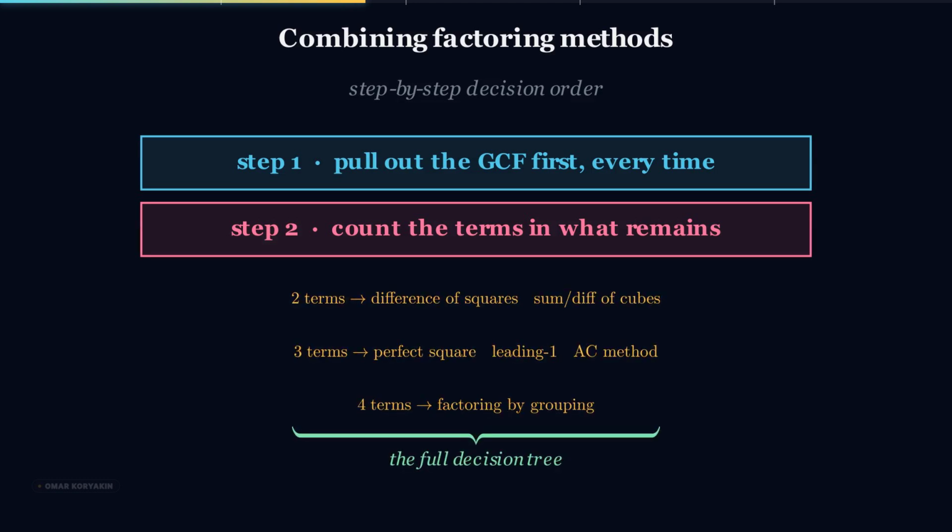Apply the matching technique, then repeat the whole process on each new factor. Each round can either reduce the term count or expose a hidden factor. Stop when every factor is irreducible, when no GCF remains and no other pattern fits. The chain ends and the polynomial is fully factored.